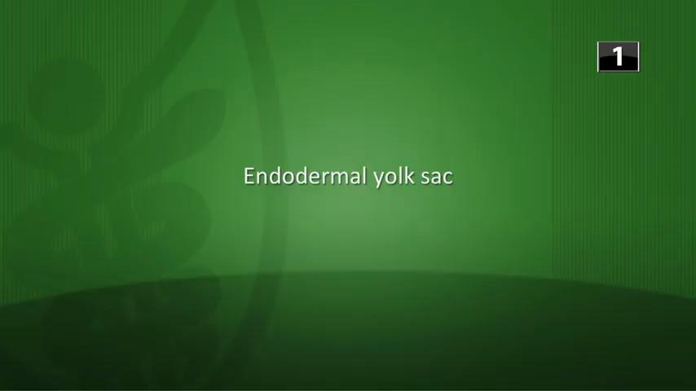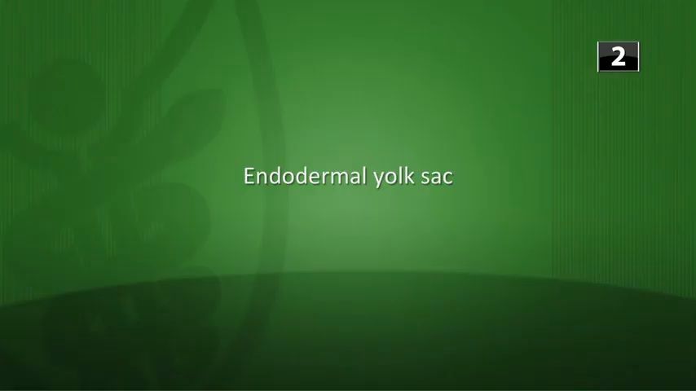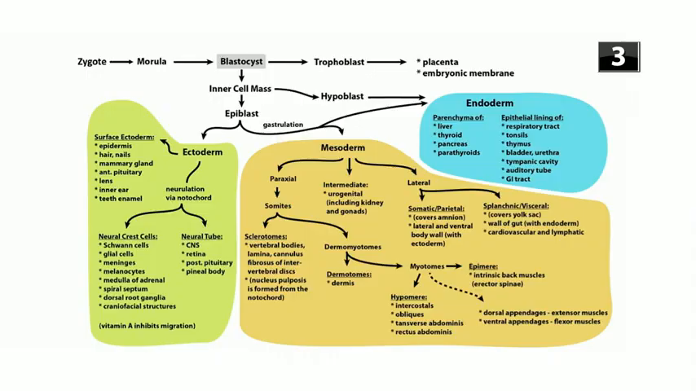First question, what embryonic structure serves as a secondary energy source? The answer? Endodermal yolk sac. Next question, what embryonic structure serves as a reservoir for non-specialized stem cells? That's going to be the endodermal yolk sac again. Next question, what are the 3 germ layers that derive from the epiblast? So this is going to be the ectoderm, the mesoderm, and the endoderm. That's it for the 3-question warm-up. Let's get to that lecture.